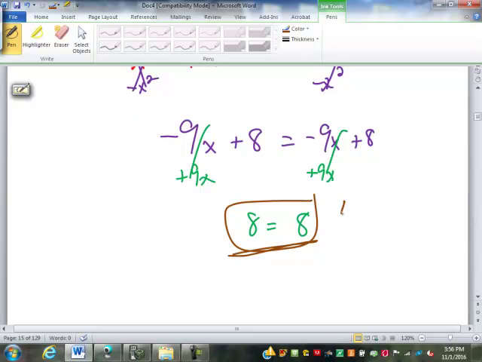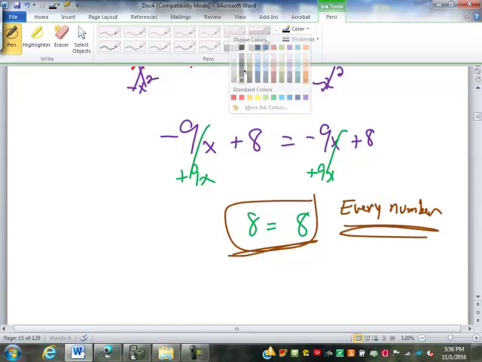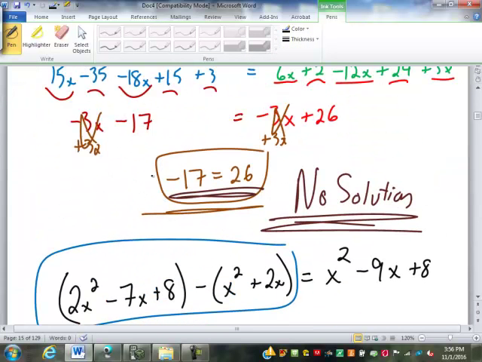So this is every real number, or every number. Because no matter what I put into that equation for x, it will always be true. 8 will always equal 8. Up here, however, because what I got was two numbers that were not equal, there's no way to ever make them equal. There's no solution to that equation. So that's two different possibilities when your variables disappear.